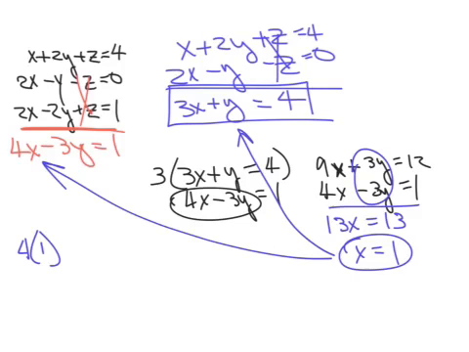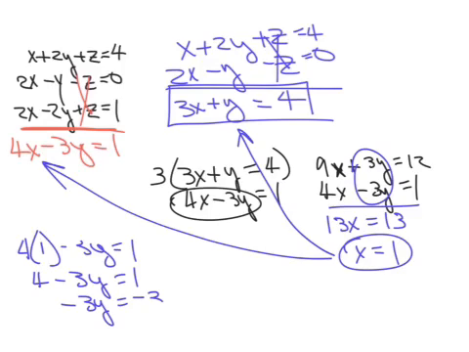4 times 1 minus 3y equals 1. So 4 minus 3y equals 1. Subtract 4 from both sides, so y equals positive 1. Okay, that's the next hardest one, is to find that. Now, I take my x and my y, being 1, and I go over here and pick one of these that has all three variables. So once I find out what my first variable is, I plug it into one of my two variable equations. Doesn't matter which one, this one here or this one.